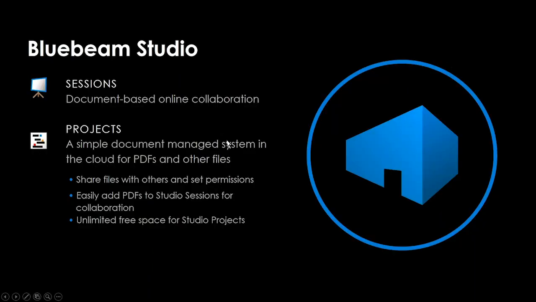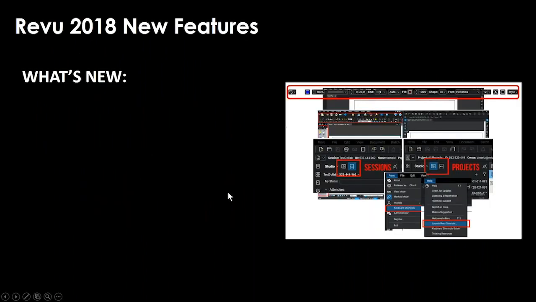The Studio, again, has two sections. The Sessions section would allow online collaboration. So if someone were out in the field doing a punch and you wanted to see where they were or what they were marking up, you could actually follow them. And in a project, you could put the entire project online, including all the PDFs and any other kind of file, including spreadsheets, so that people could check them in and check them out as needed.